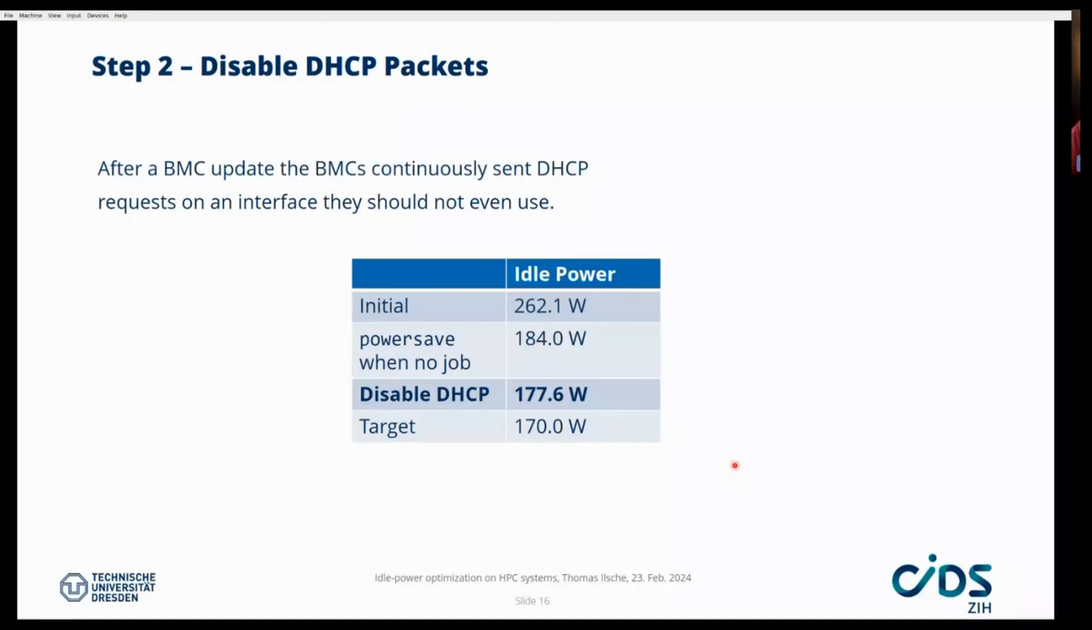So the first step for the network was to disable the DHCP. And this was actually caused sort of by a bug introduced in the BMC firmware update, where the BMC, the management controller of each node, started to continuously send DHCP requests to get an IP address on an interface that's actually not used. And this is a bit weird because the BMC network is supposed to be separated, but it uses the same physical network, and therefore those packets wrongly arrived also at the compute nodes, right?